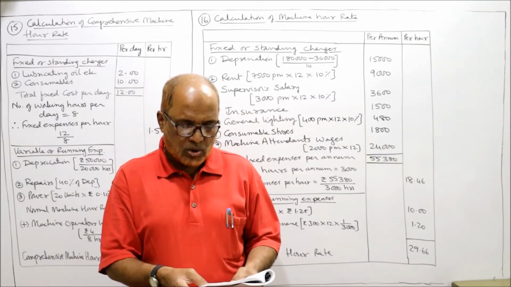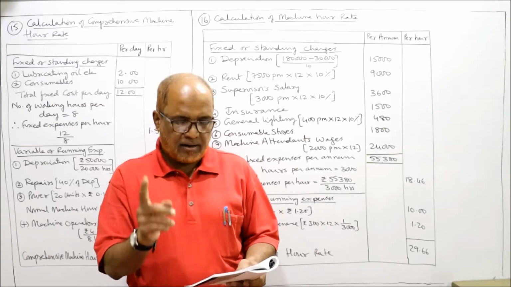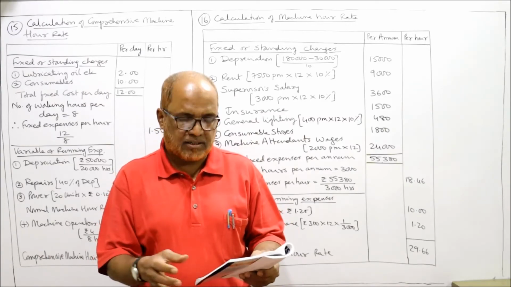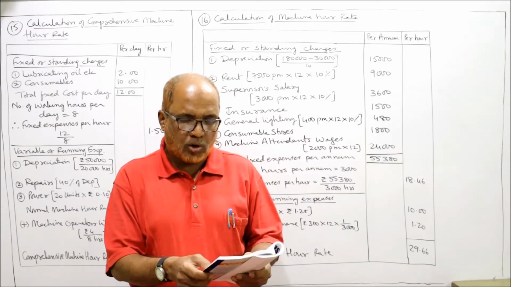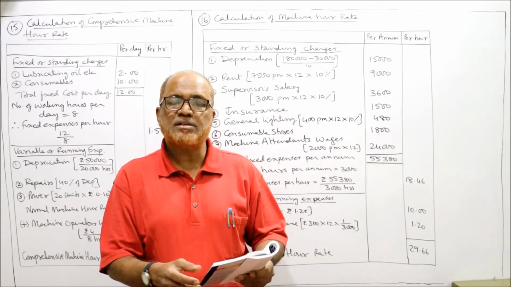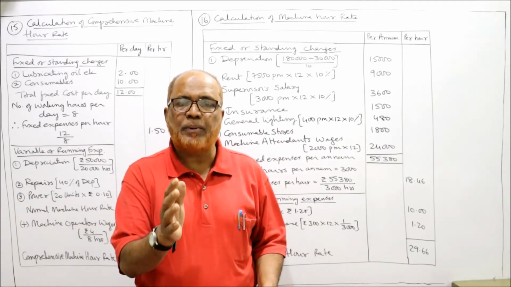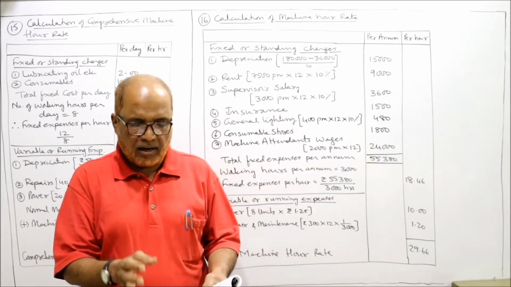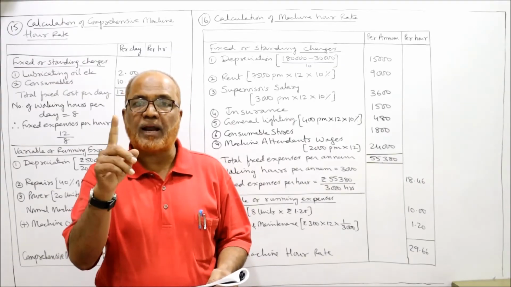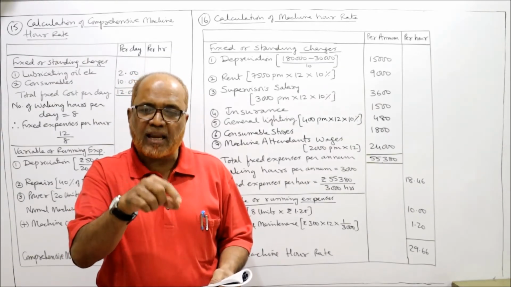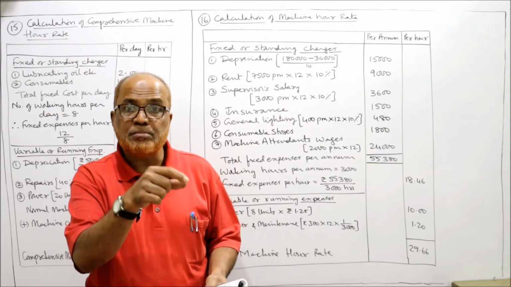Rent, rates and taxes of the shop per month 7,500. So complete rent and rates of the shop, complete department, is 7,500 per month. But 10% of this area is occupied by this machine. That means the department is a huge department. The machine occupies only 10% of the area. So what we calculate is 7,500 per month into 12. You will get per annum rent. So whatever per annum rent we get, we will take 10%. That will be the rent of this machine.